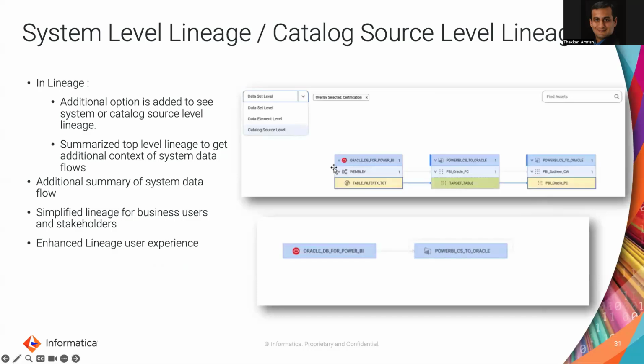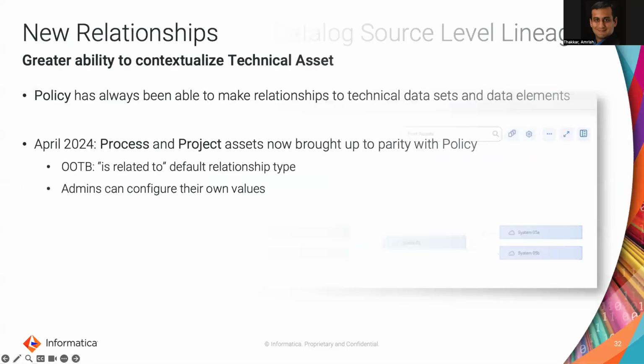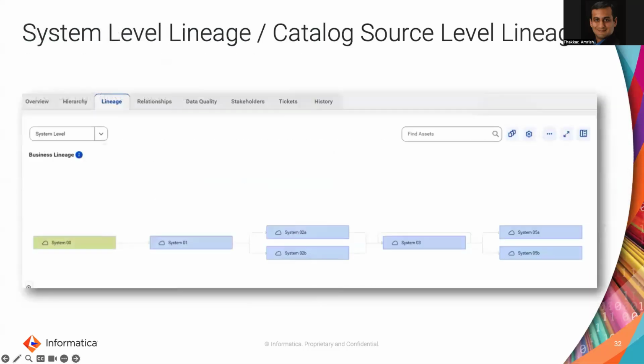We have, as I said earlier, also introduced system level and catalog source level lineage. So now if you go to the system page, you will be able to just see a high system level lineage itself. Similarly, if you just want to see a catalog source level lineage, where you basically hide all the data sets and data elements underneath, you will be able to visualize that at a very, very high level. That was a view of a system lineage here.